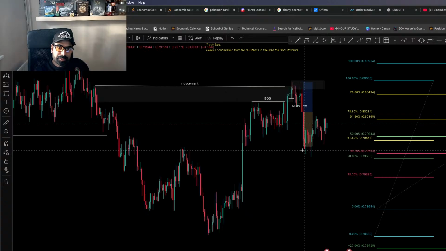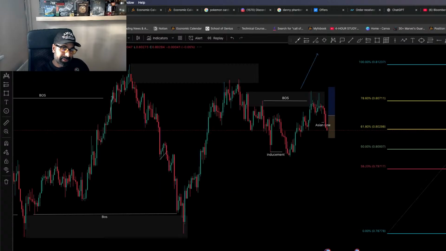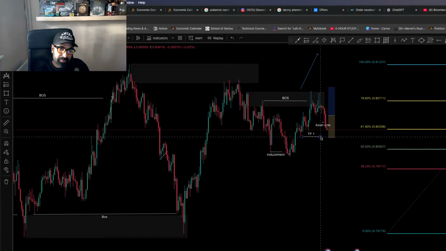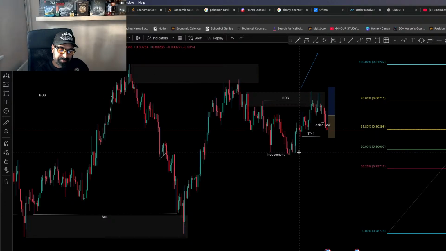Okie dokie. So yeah, 78.6. I had this one. I'm in this trade at the moment, so probably might cut it off from about here. Take partials. TP1, that'll take, and then TP2 there. Pretty much going to be out of it.